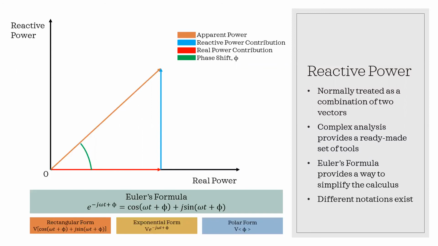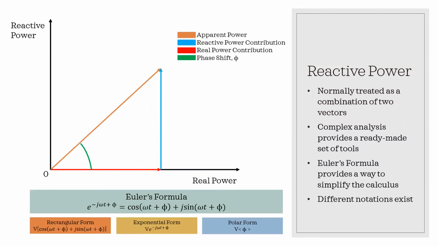There are several different methods of notation to indicate the phase shift and apparent power of a circuit. The most familiar and most cumbersome is the complex rectangular form, which I will rarely use, which is a magnitude in front of a sum of the real part, which has a cosine, plus the imaginary part, which is j times the sine. There's also the exponential form, which is what Euler's formula provides, which is the amplitude times e to the negative imaginary stuff, plus a phase shift.